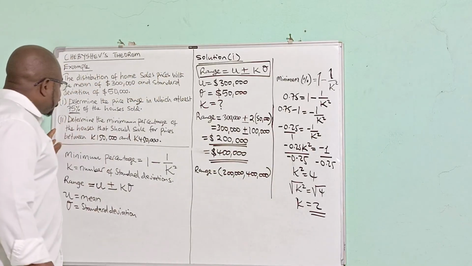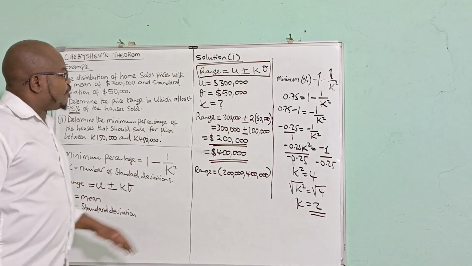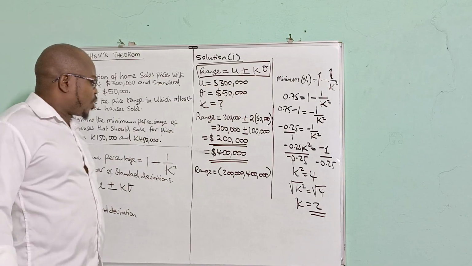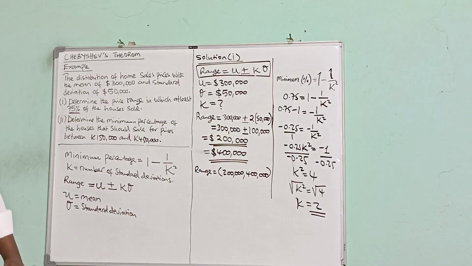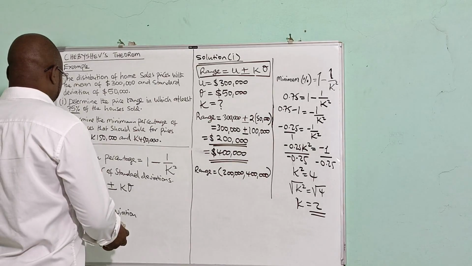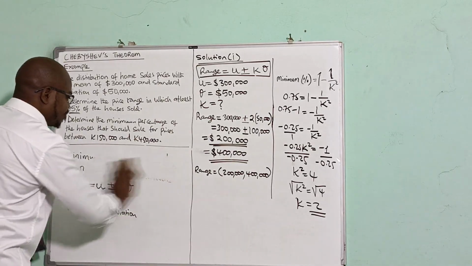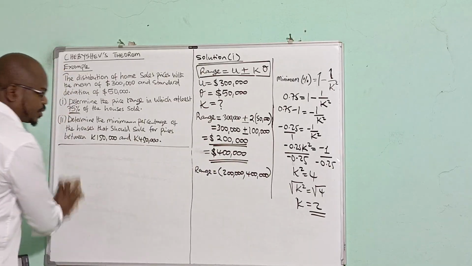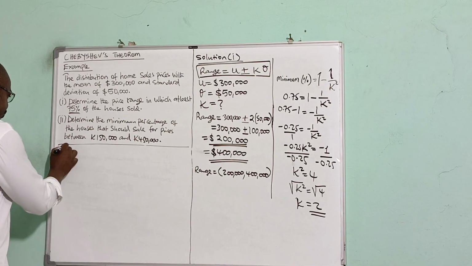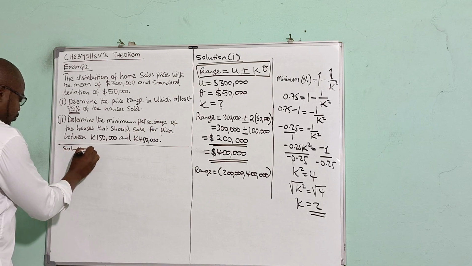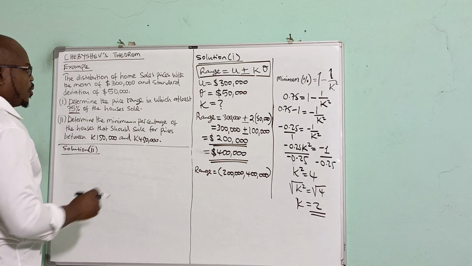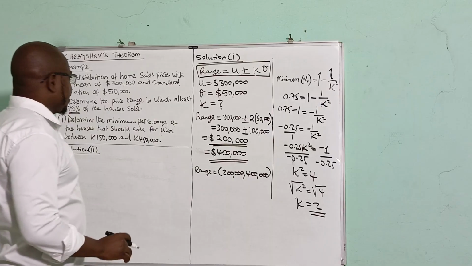If he gives you the range and then he wants the percentage, for you to get the minimum percentage, you will use the range to get your K. Look at what is going to happen. Let me remove this first answer, or basically I can remove this and put my solution 2 here. Alright, so now solution 2.